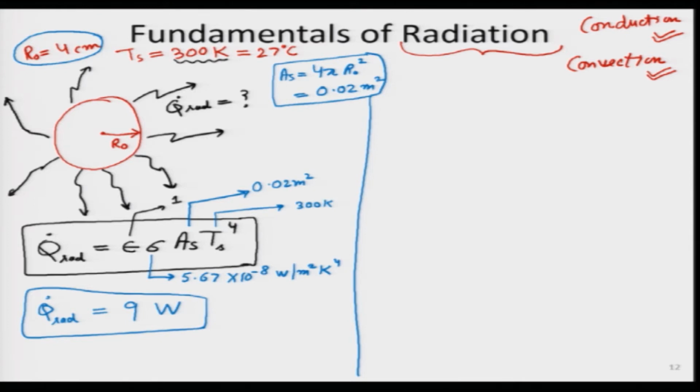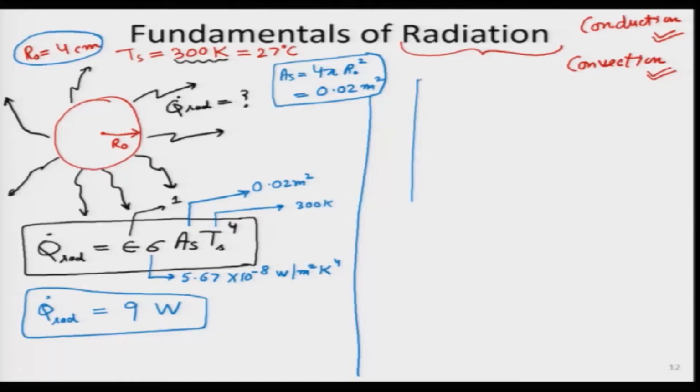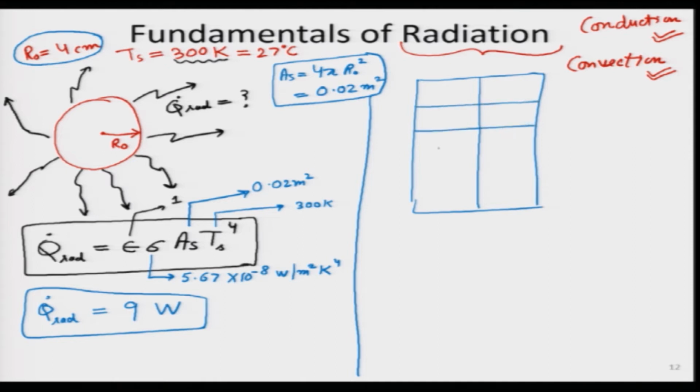Let us say that for 300 Kelvin we have figured it out. Let us try and increase the temperature in some range. So, what I am going to do is I am going to make a table over here. So, I am just playing around with these numbers for the benefit of students, so that they get some picture about what is actually going on over here. So, the first case I have done is for 300 Kelvin, and the amount of radiative heat loss in terms of watts is about 9 watts.